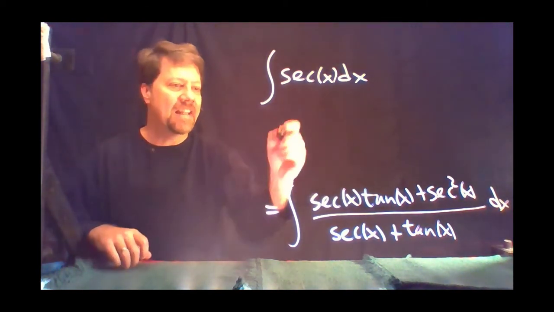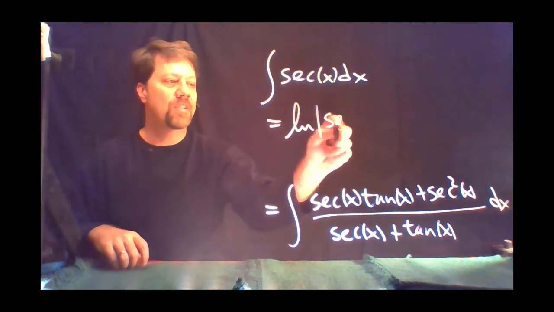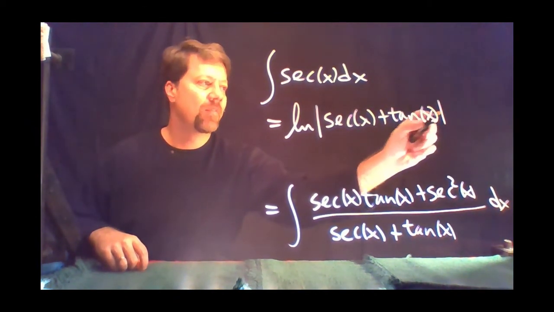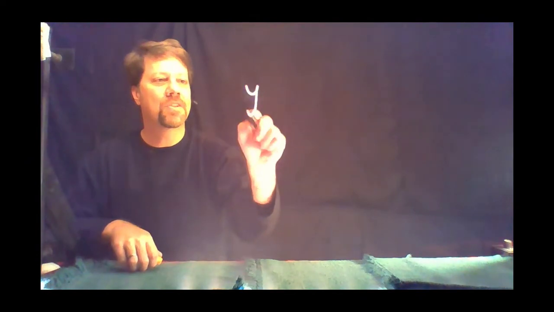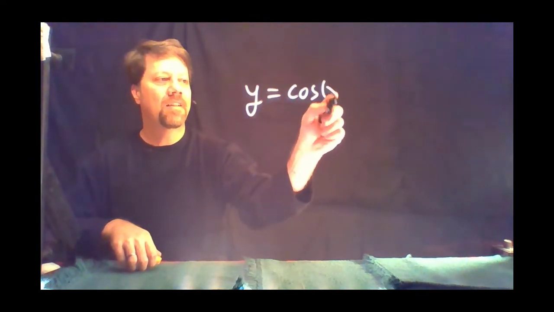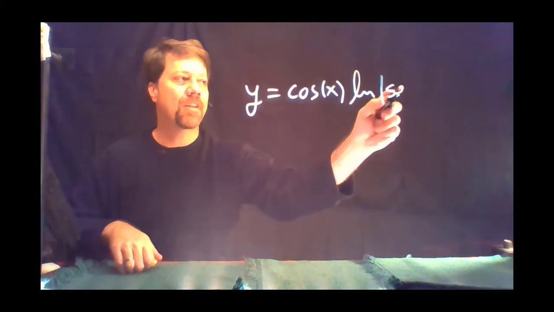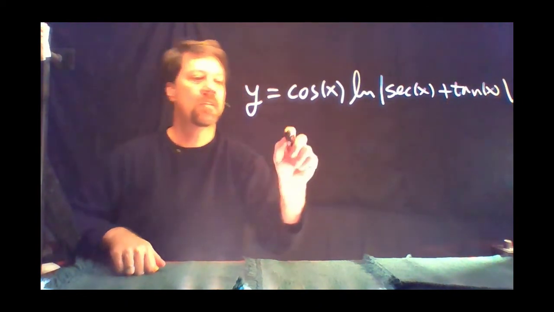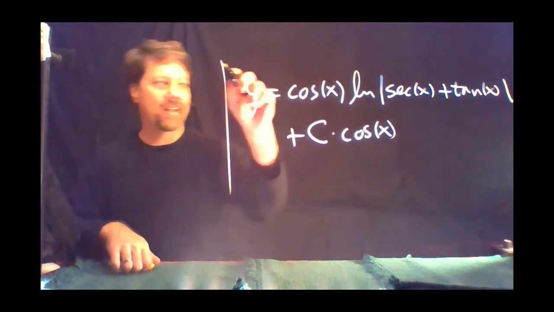It follows immediately then that the integral of secant of x is natural log absolute value secant of x plus tangent of x plus an arbitrary constant of integration. We deduce then that the solution to the differential equation is y equals cosine of x times the natural log of absolute value of secant of x plus tangent of x plus the arbitrary constant c times the cosine of x.